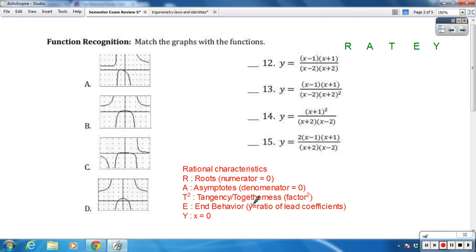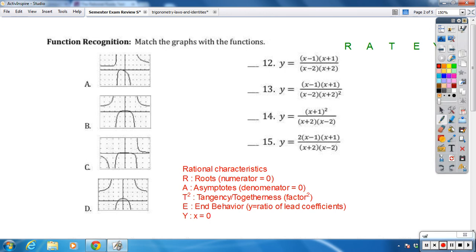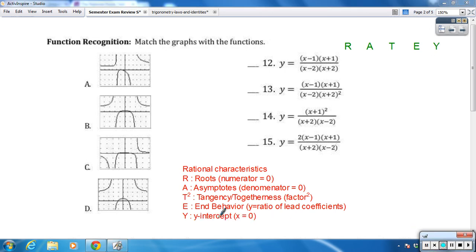What we do to find this is it's going to be the ratio of our lead coefficients. So you find your highest terms, and you set a ratio, and we'll simplify it, and you'll see that in a second. And then Y stands for our y-intercept. Sorry, I had a little typo there. We find our y-intercept simply by setting x equal to 0. It's typically our constant values multiplied together.